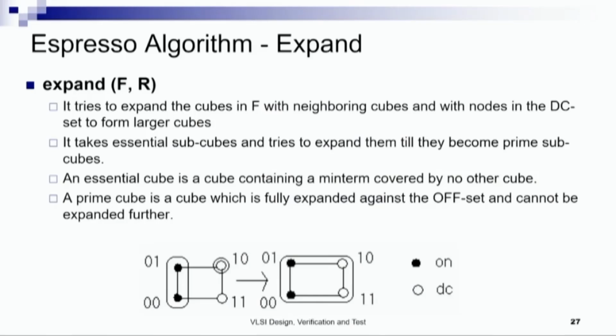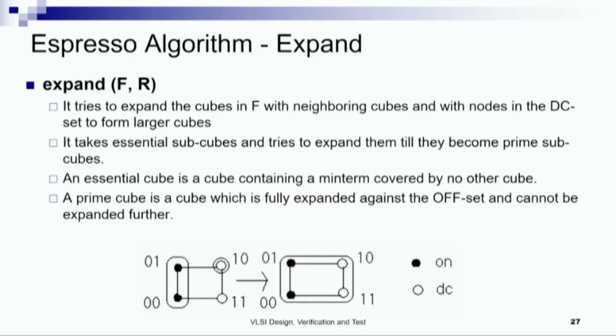From this random initial cover, which will consist of a set of coverings that we call cubes or subcubes from the entire cube representation that we have, it tries to expand the cubes in F with neighboring cubes and with nodes in the DC set to form larger cubes. So, what does it try to do? It expands cubes in F.